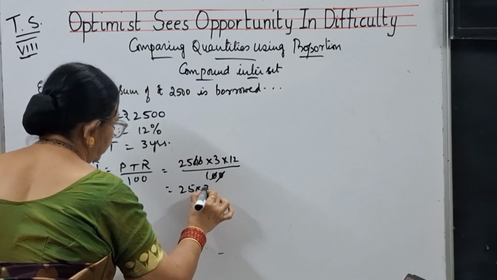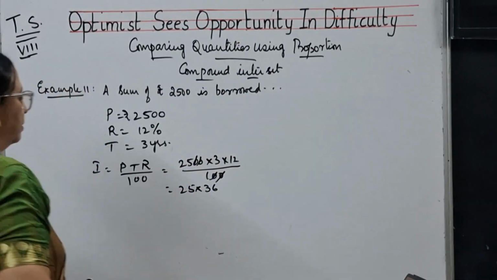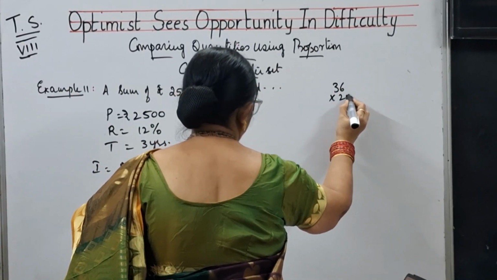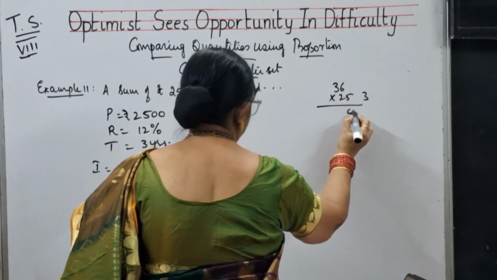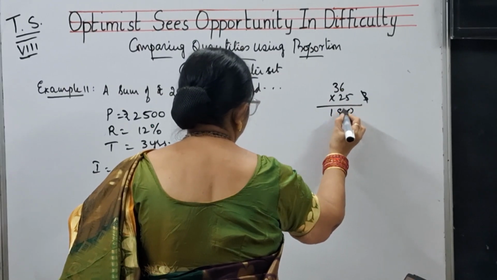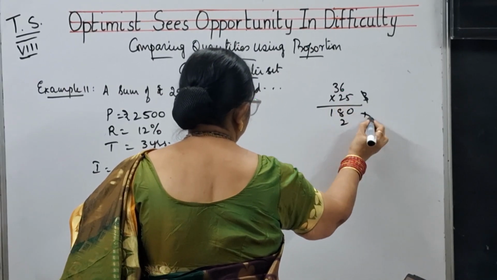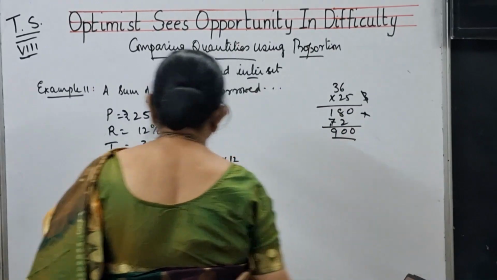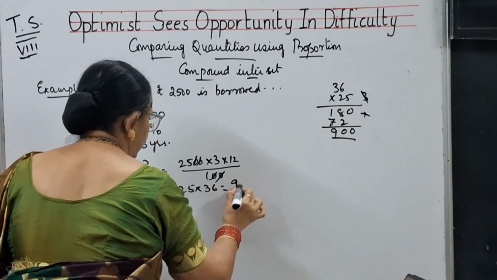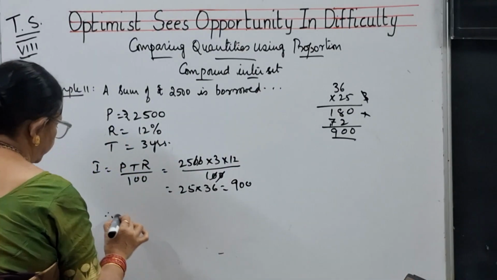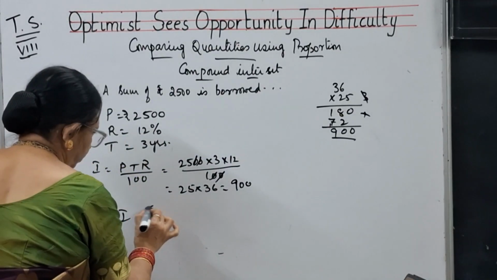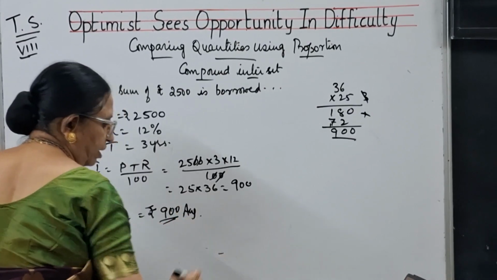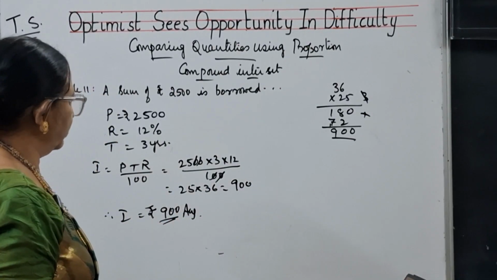So 25 into 12 threes are 36. So let us see 36 into 25. 5 sixes are 30, carry 3, 5 threes are 15, 3 is 18, 2 sixes are 12, 2 threes are 6, 1 is 7. So 0, 0, 9. So how much are you getting? This is 900. Therefore, I is equal to rupees 900. So this is one answer because they have asked interest for 3 years.